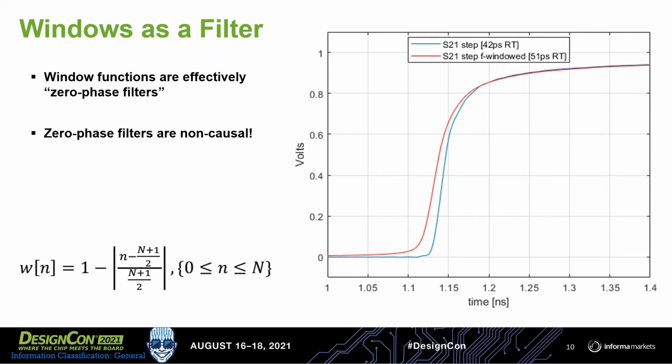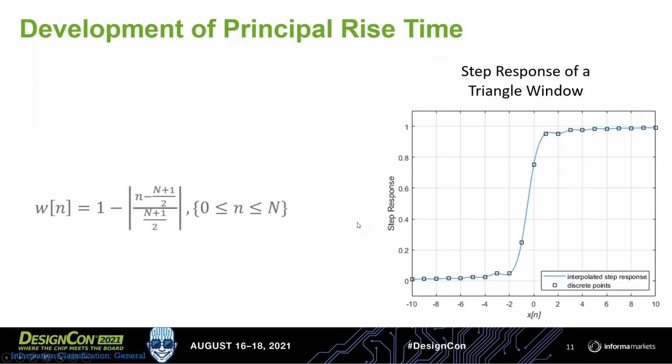And this is easily shown by just plotting a step response from the insertion loss we windowed on the last slide. So the step response of that insertion loss is this blue curve, and you can see it's got a 42 picosecond rise time. And once we window it with a triangle function, the rise time does slow down to 51 picoseconds. And you'll also notice that it moves backwards in time. And that's the non-causal effect that windowing is going to have, and so will any zero phase filter. So this is an artifact of windowing.